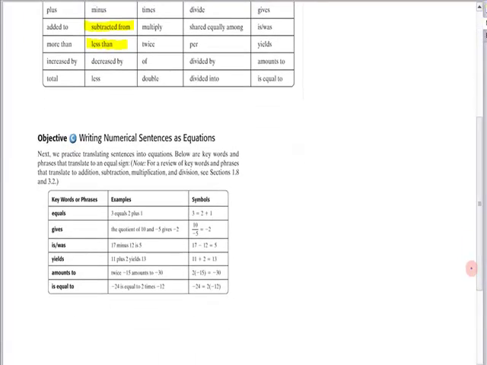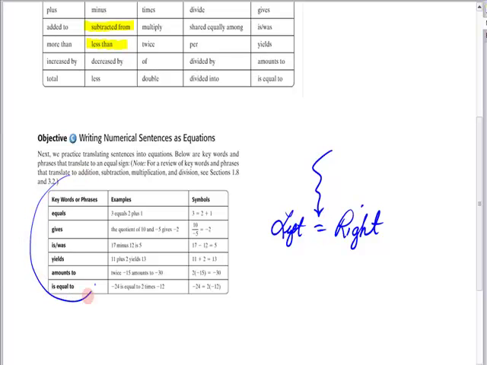You're also going to be translating sentences into equations, and something that's very important is when you write an equation, you have a left side and you have a right side, and there's an equal sign between them. What indicates an equal sign? Well, here are some of the key phrases. Verbs: equals, gives, is, was, yields, amounts to, is equal to. Those are just some of the words that you'll see that tell you it's time to write an equal sign.